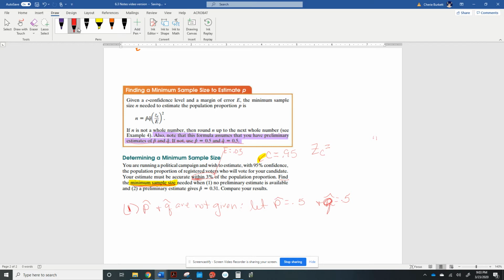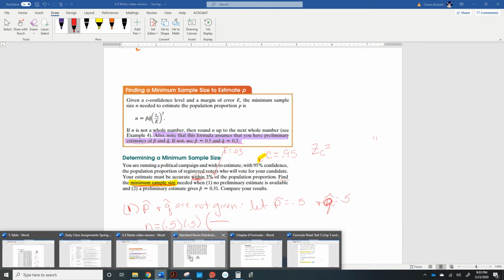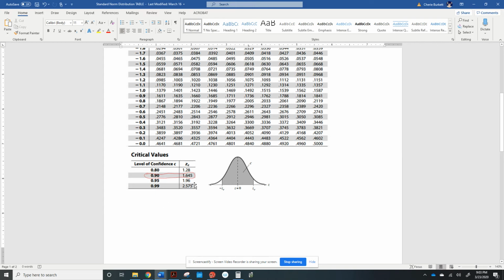So then you're just going to calculate this minimum sample size. It would be 0.5 times 0.5, because that's p hat q hat, times the z-score. The z-score, we forgot to look that up, so let me go real quick. It's a 95% confidence interval, so 95 is 1.96. Do you see the 1.96 for 95%? So that's 1.96.